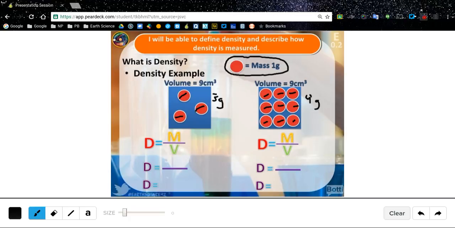The next step is to write out your density equation. So step 1 says to write out D equals M over V, and it's kind of already done for me on this slide. The next step is to plug in your values.